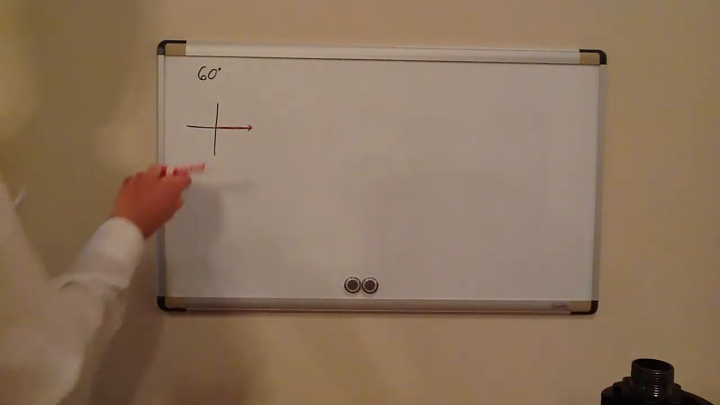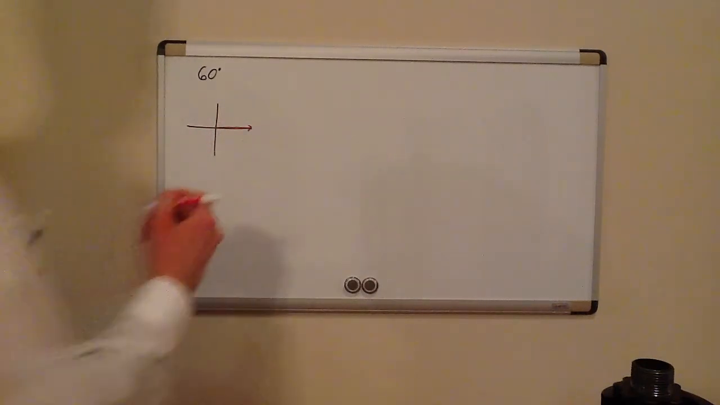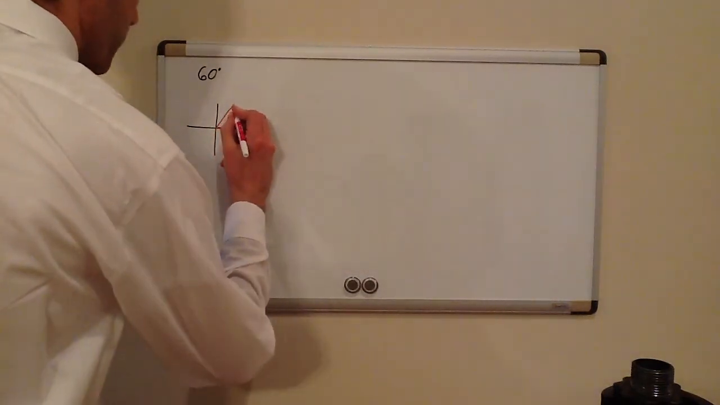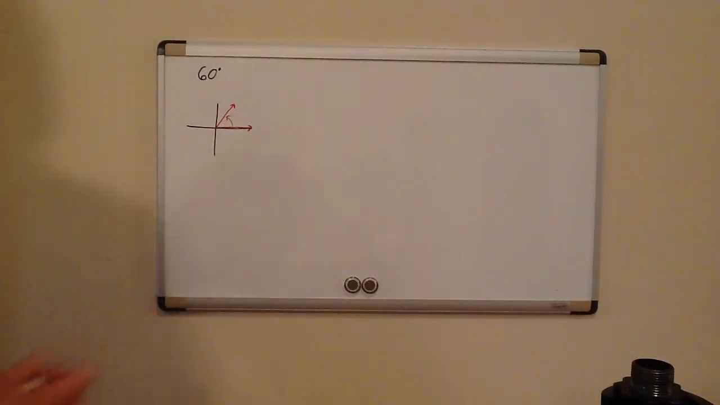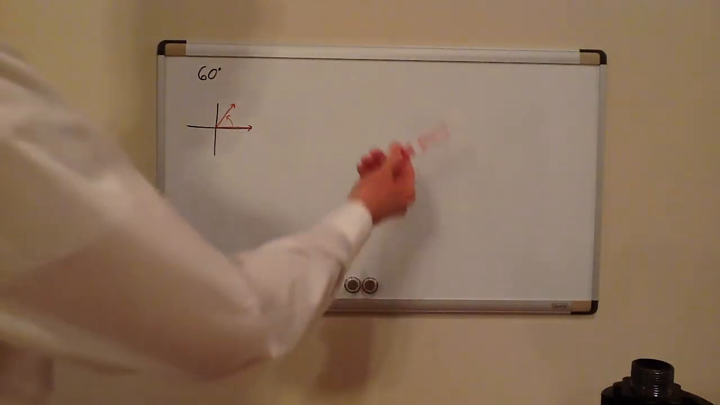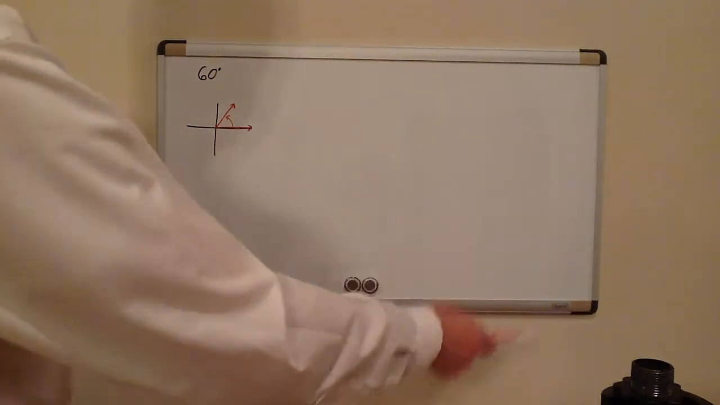Now we're going to go up 60 degrees and we can kind of eyeball it. We know what a 60-degree angle looks like. And it ends up looking about like that, and it opens in this direction. It always opens in a counterclockwise direction. Counterclockwise meaning it is the opposite direction that a clock runs. So it's going to go like this.